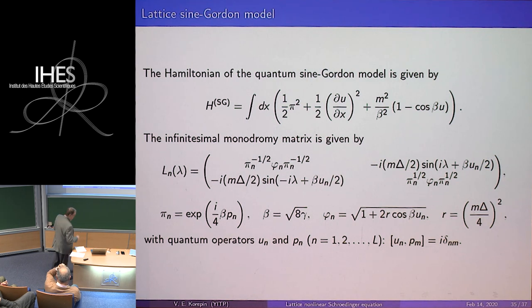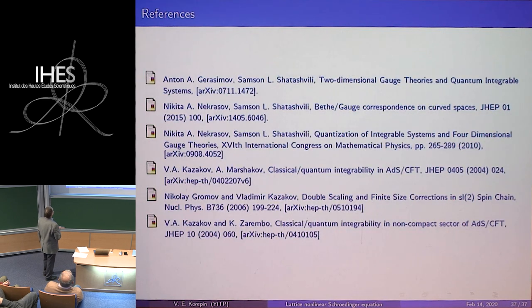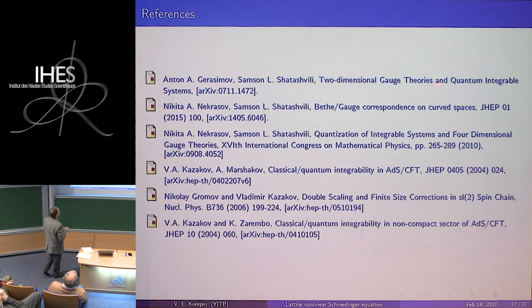Comments? Maybe just some references. The main reference here is this, and this was our inspiration. Professor Shatashvili related two-dimensional topological gauge theories to continuous nonlinear Schrodinger. This was the inspiration for our work.